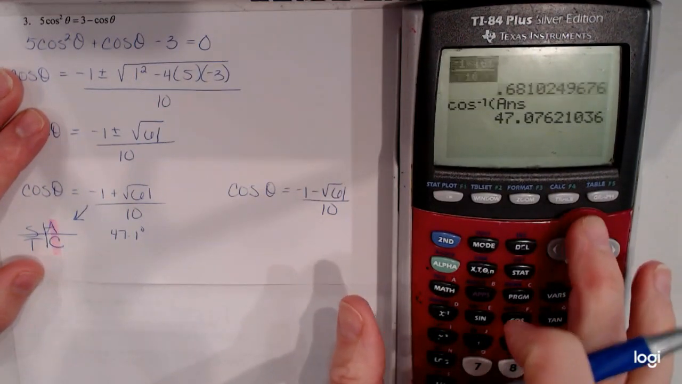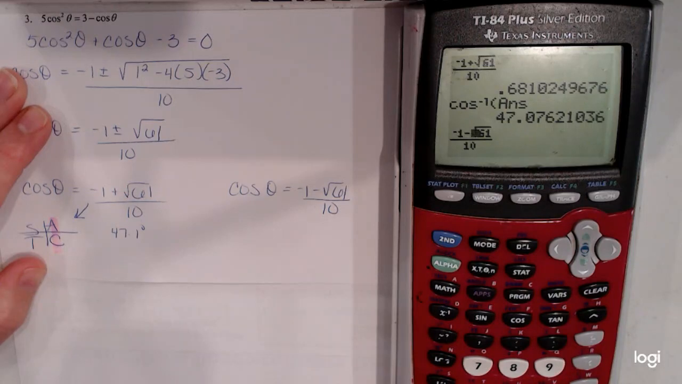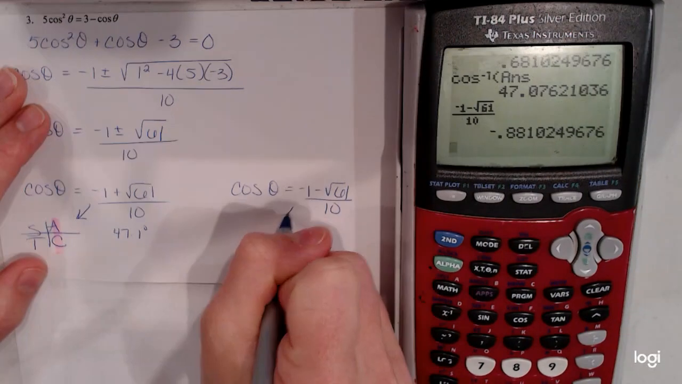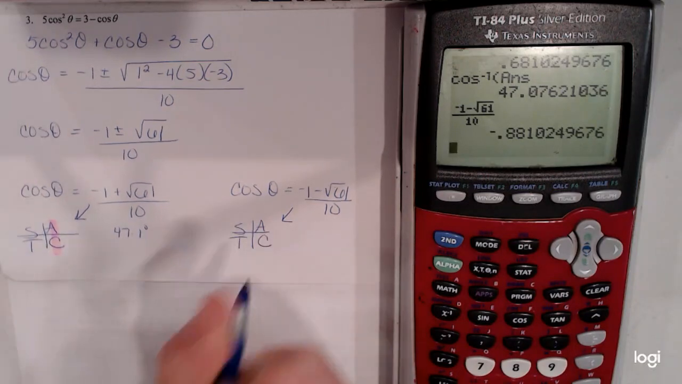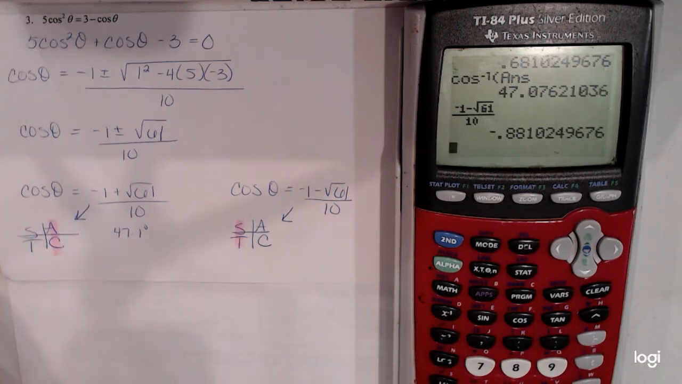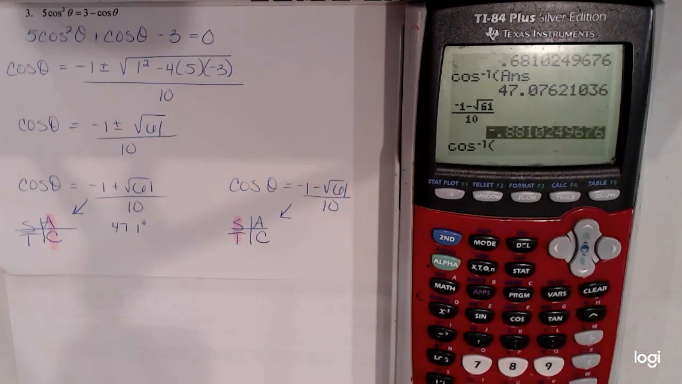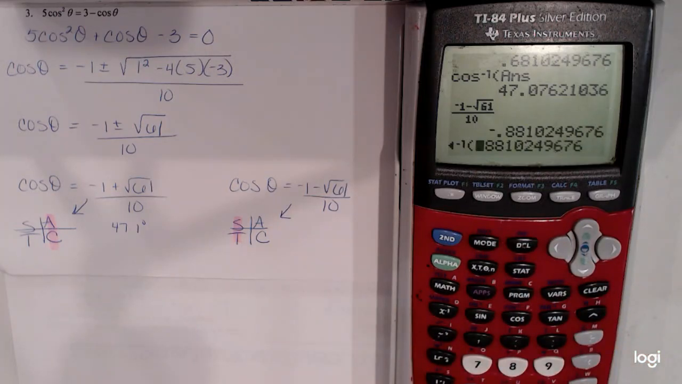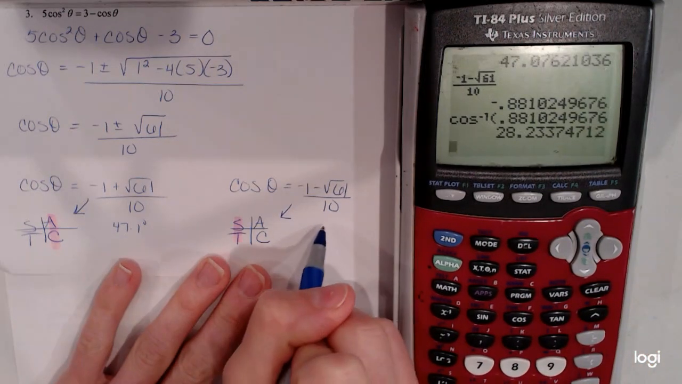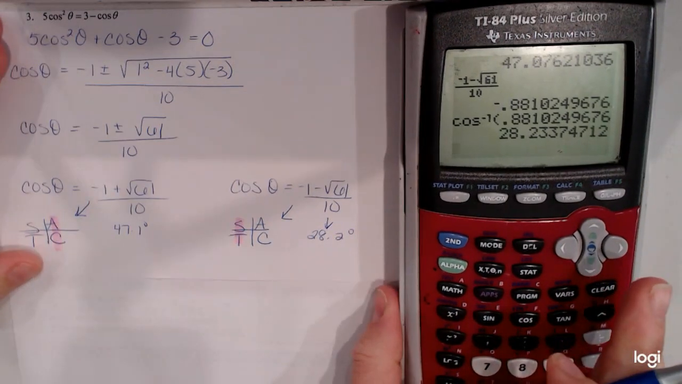Coming up here, this tells us that it is negative. So that is going to be put into quadrants 2 and 3. Second cosine of that, remember to get rid of that negative. And that tells us that we have 28.2 degrees.